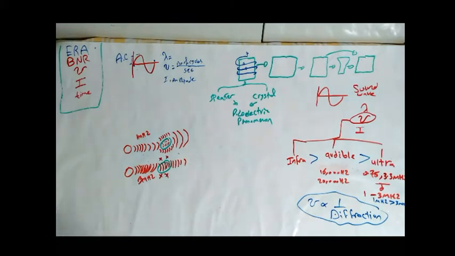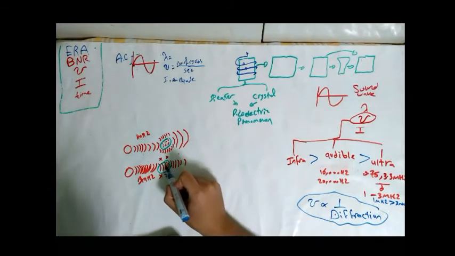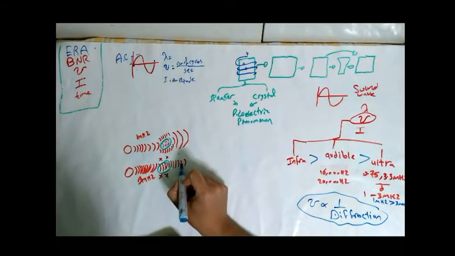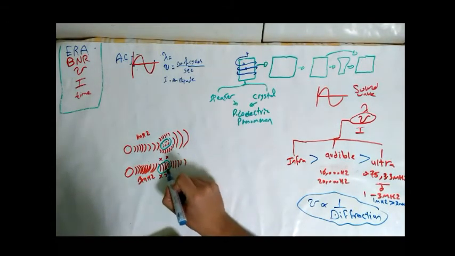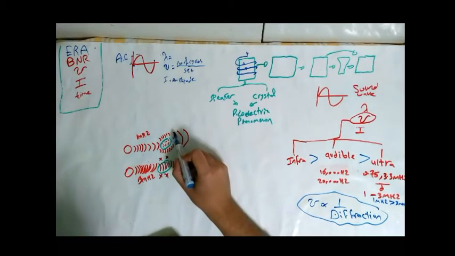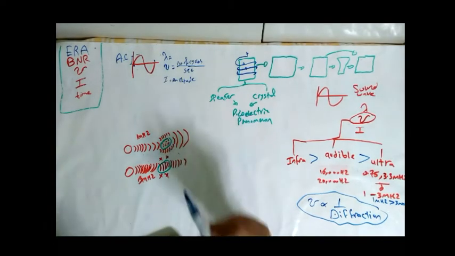So when it passes inside the obstacle, it will lose some of its energy inside the obstacle, while 1 megahertz preserves its energy, and only a small amount of energy is absorbed inside the obstacle.